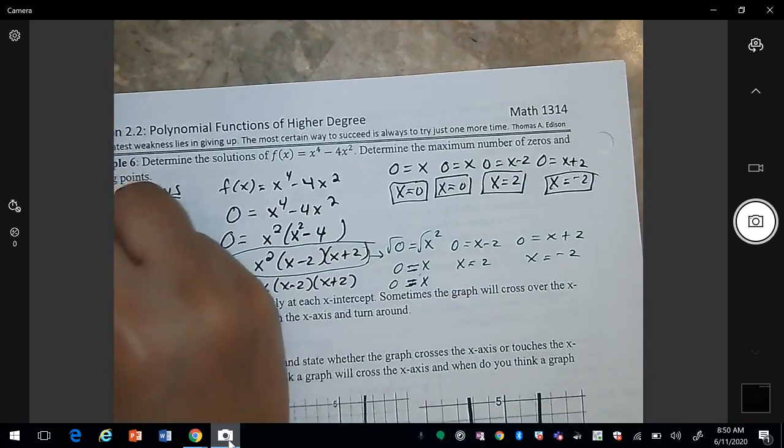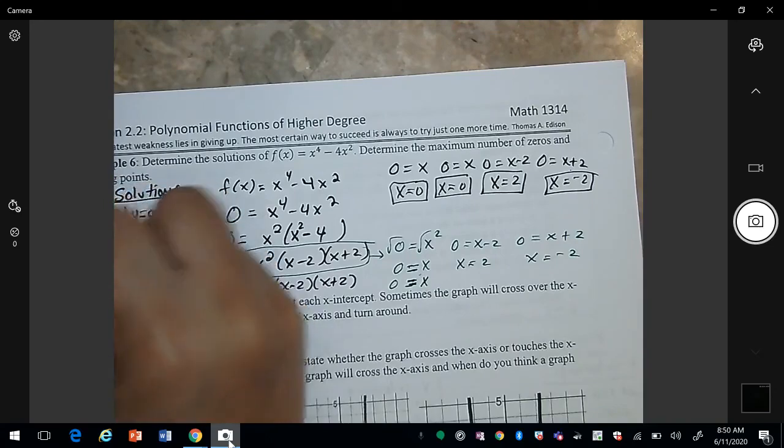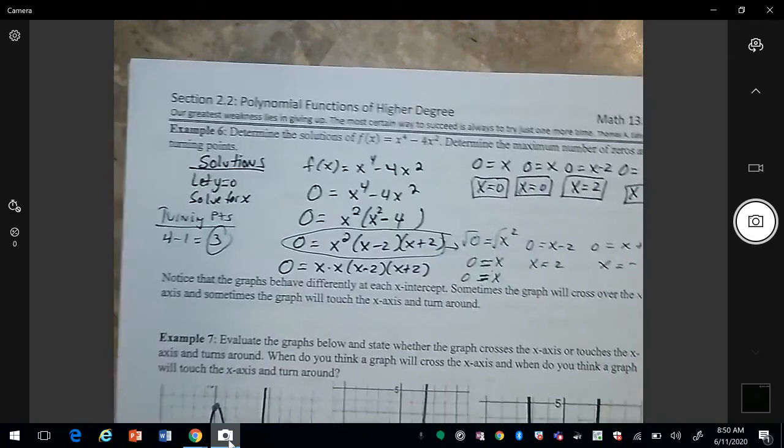The turning points, the degree is 4 minus 1, so we have at most 3 turning points.